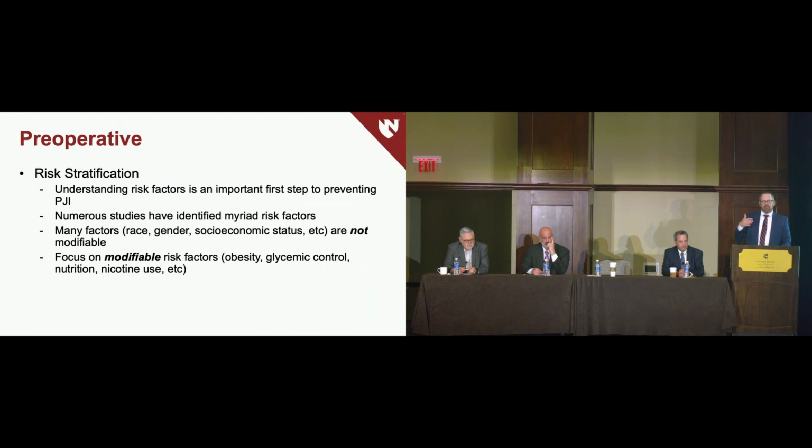I think it's helpful to look at those risk factors as either modifiable or non-modifiable. Unfortunately, a lot of the risk factors that we're aware of are actually not modifiable. We can't really change someone's race, their gender, their socioeconomic status. But we can really focus on these modifiable risk factors. Things like obesity, their glycemic control, their nutrition, whether or not they're using nicotine products.